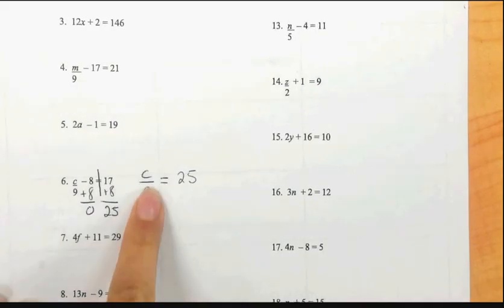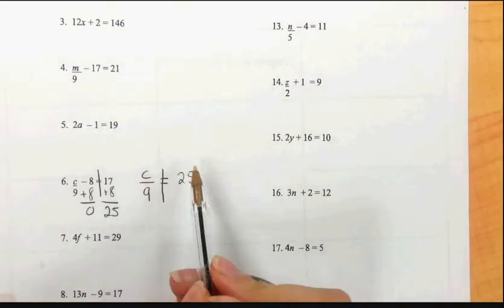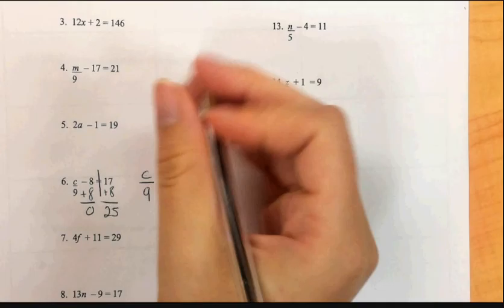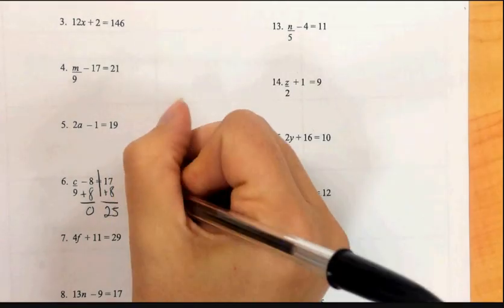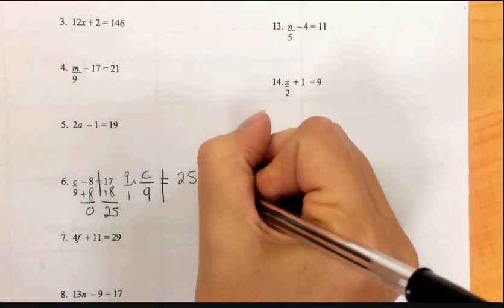Okay, so now I'm left with a fraction. I know that fractions mean division. The inverse of division is multiplication. So I'm going to multiply each side by 9. I'm going to multiply over here times 9. I'm going to put a 1 there times 9.